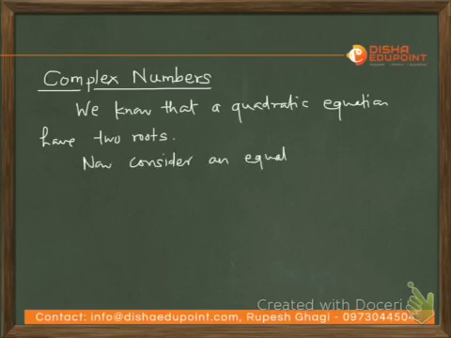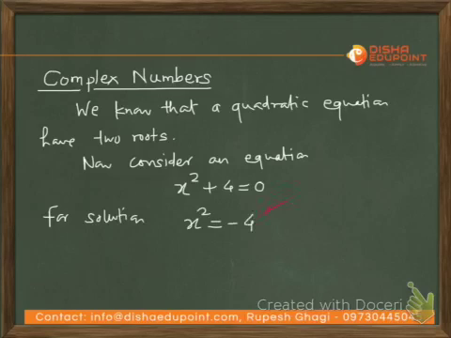Now consider an equation x square plus 4 is equal to 0. If we go on solving, we have x square is equal to minus 4. But there is no real solution to this particular equation, since the square of any real number is greater than or equal to 0, that is, positive. So here x must be equal to under root of minus 4, which is surely not a real number.